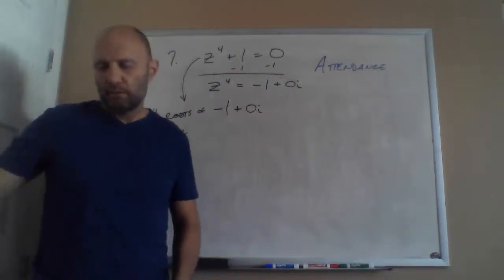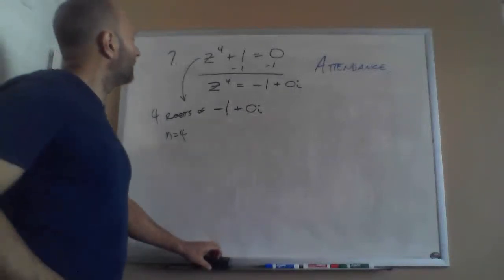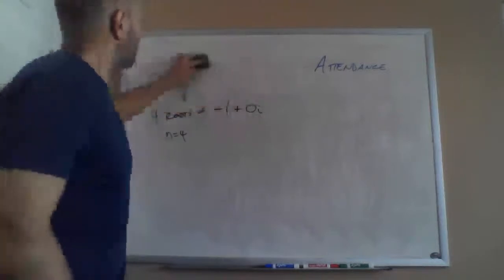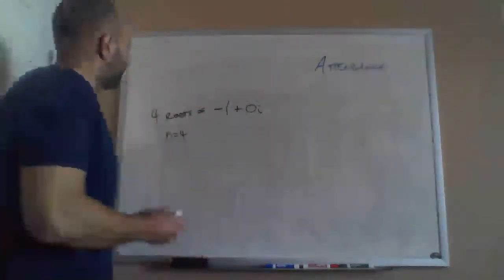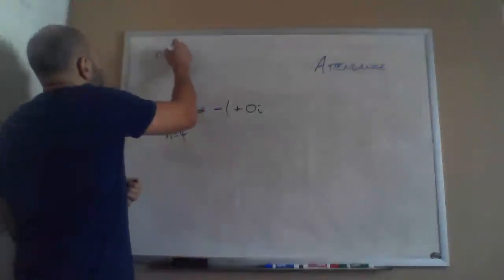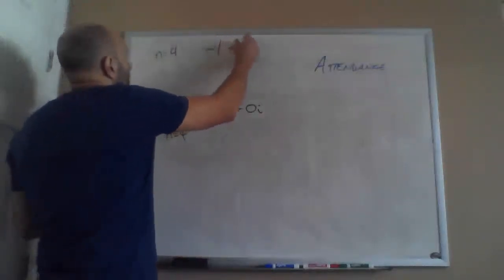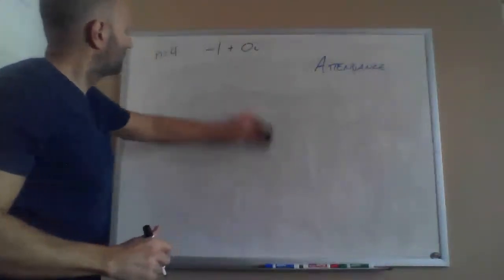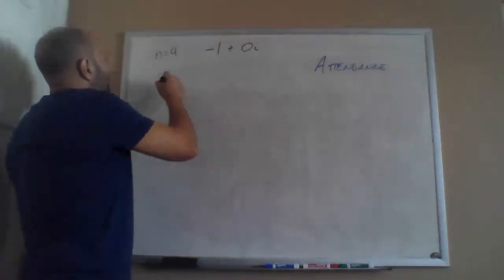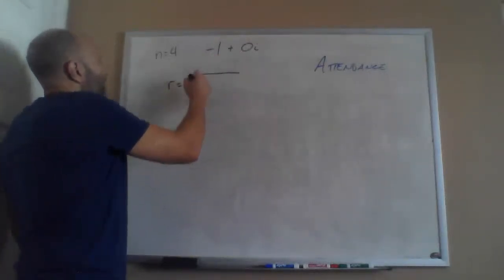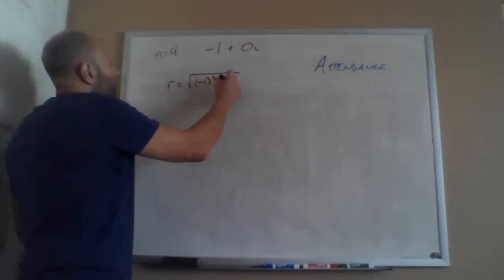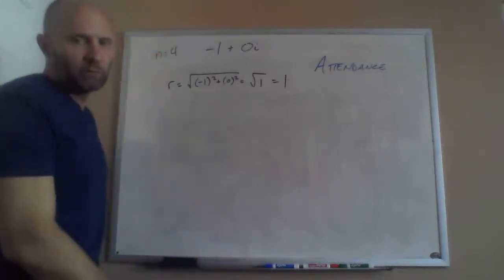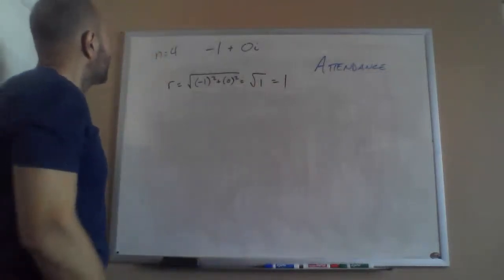All right, so let's work through this. I'm going to erase all this stuff and clean it up so we have enough room here, because this problem takes a little bit of space. So we want the fourth root of -1 plus 0i. First thing, our r: square root of a, -1 squared, plus b, 0 squared, is square root of 1, which is just 1. That makes life easy for us.